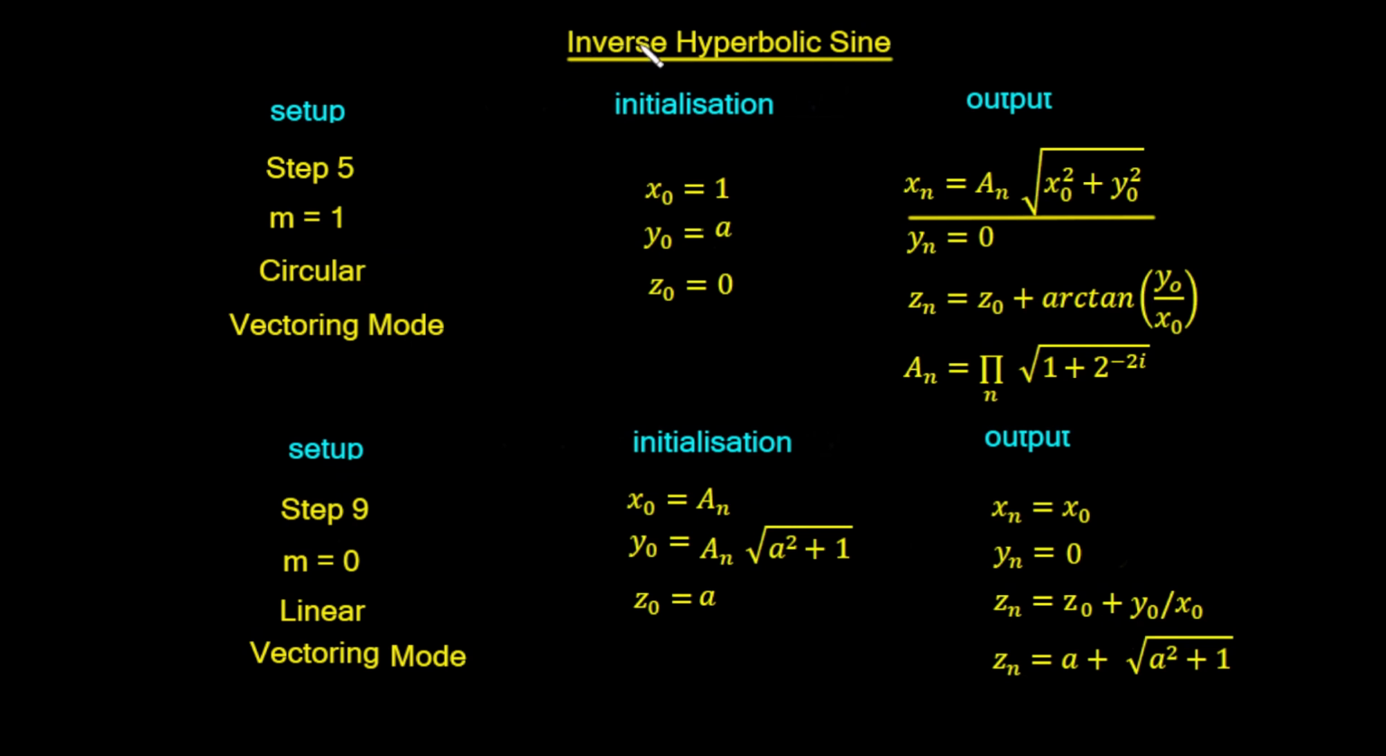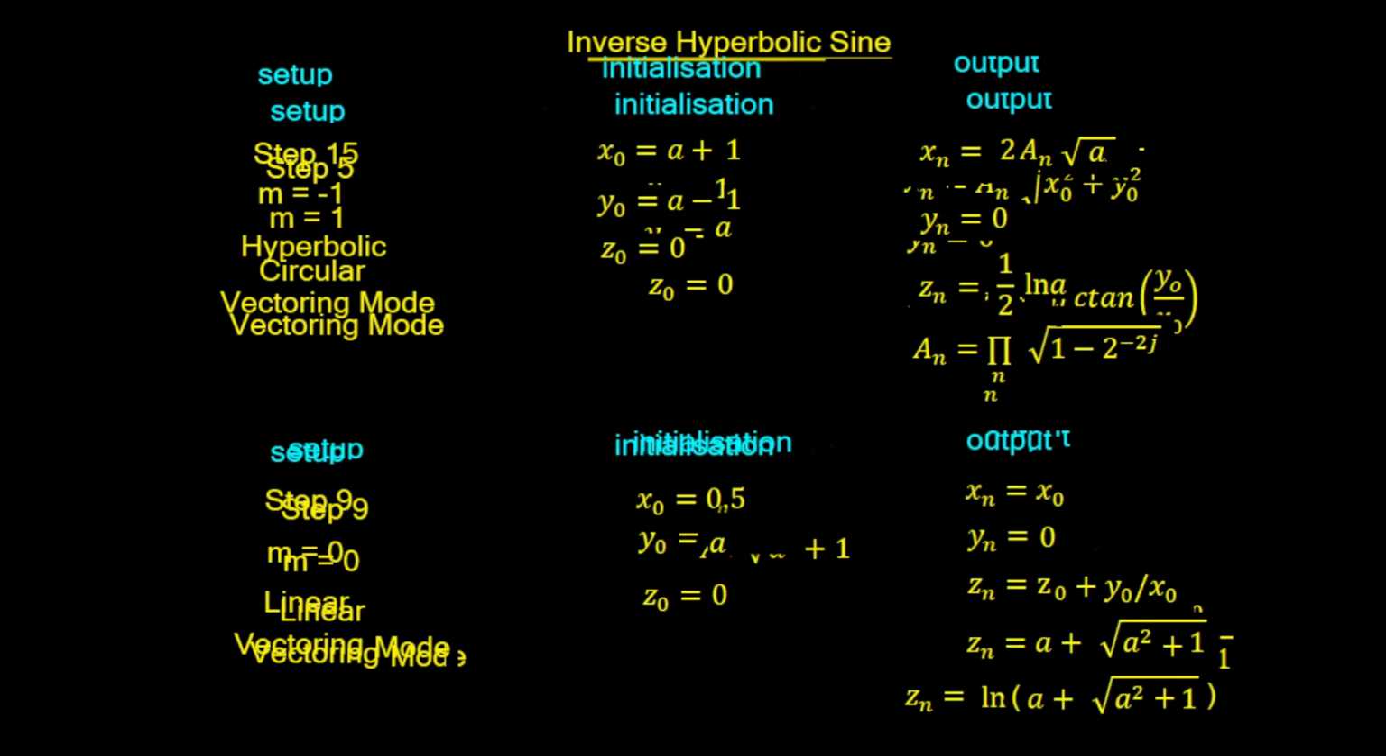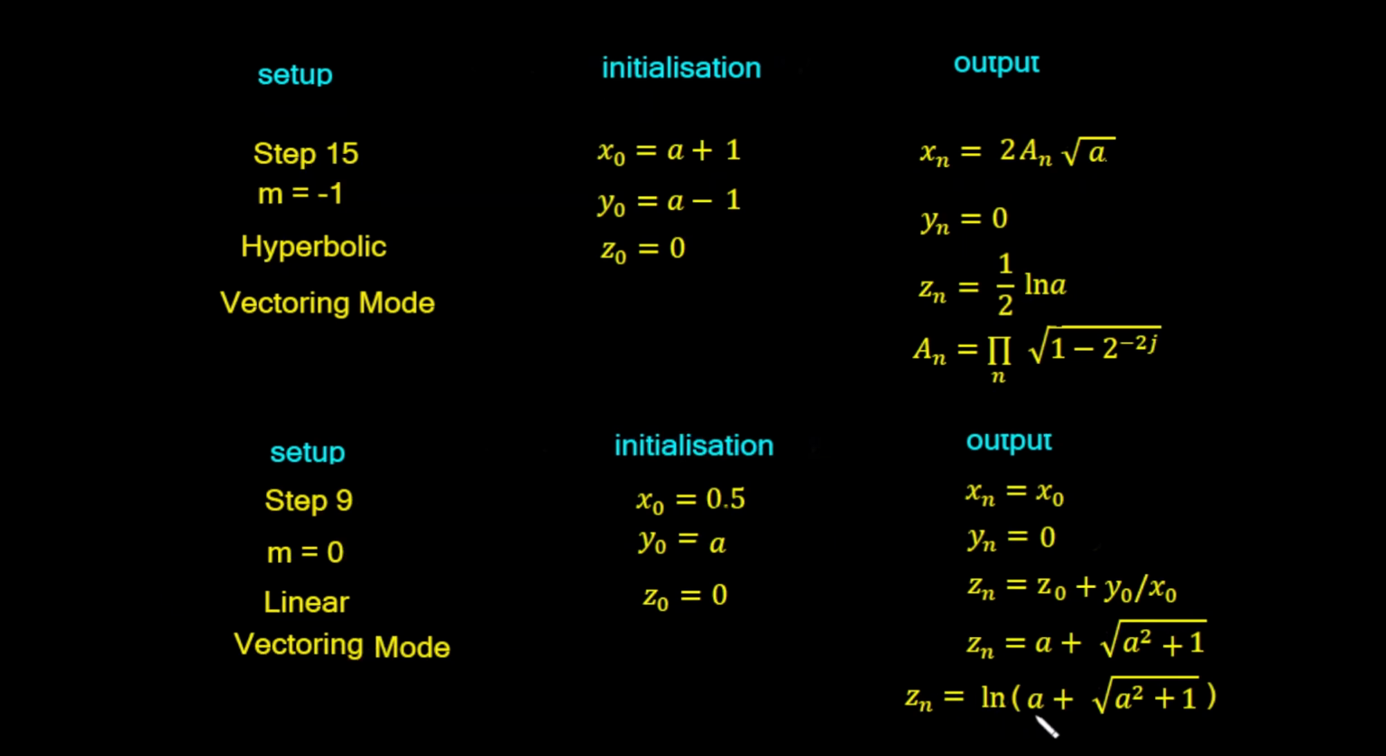In order to generate the inverse hyperbolic sine function, we're going to have to generate the function ln of a plus the square root of a squared plus 1.